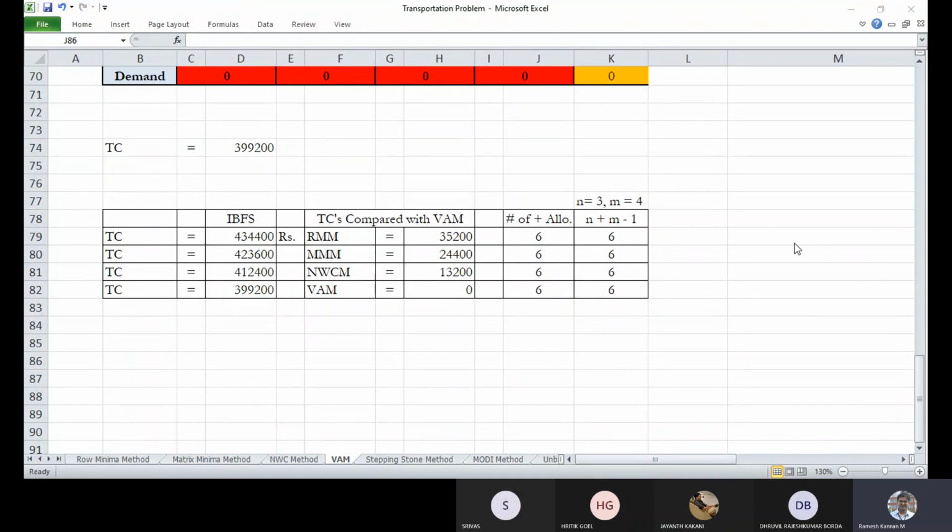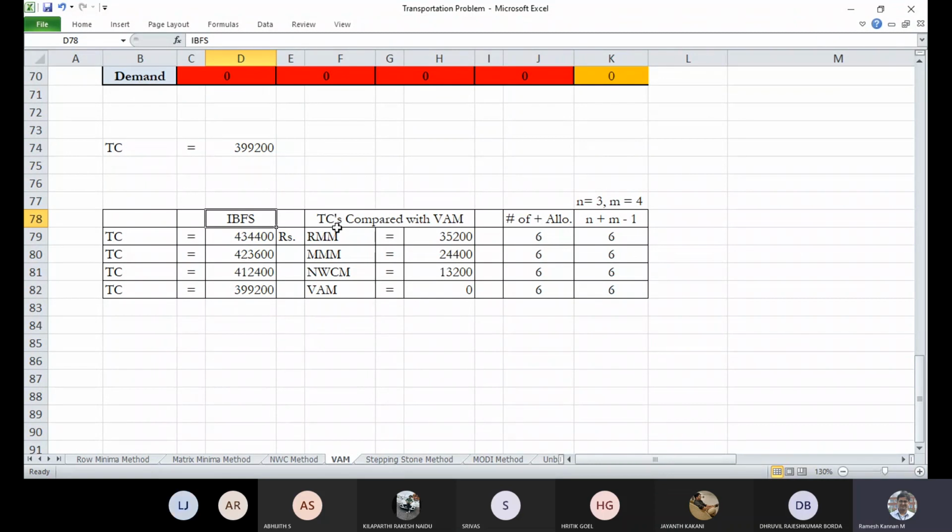Here we are. We have initially found the initial basic feasible solution, known as IBFS. The methodologies we followed are the row minimum method, the matrix minimum method, the northwest corner method, and Vogel's approximation method. Among these methods, Vogel's approximation method produces the most optimal solution, or actually the least cost initial basic feasible solution. Right? So that's it.